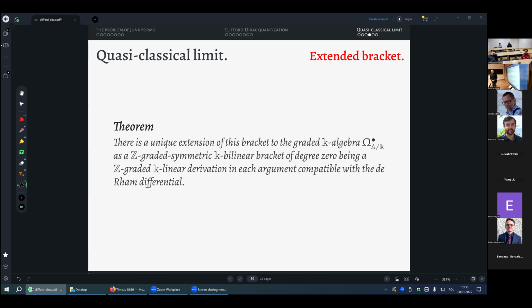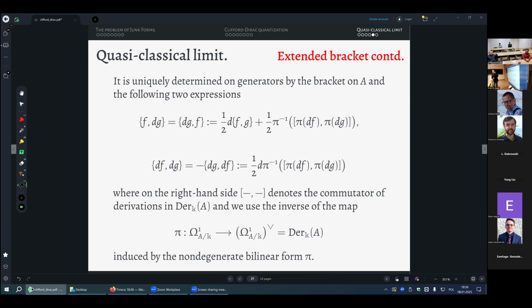And then we have the following thing: there is a unique extension of this bracket from functions to the whole algebra of differential forms. Even more, to the whole de Rham complex, because this extension is automatically compatible with the differential. How to do this? This extended bracket is uniquely determined on the generators of the de Rham complex, the functions and the differentials of functions.